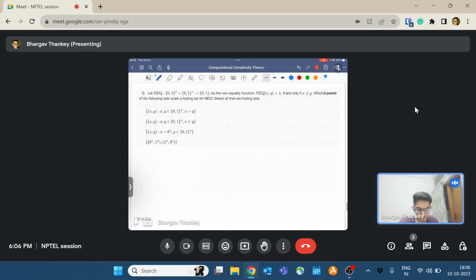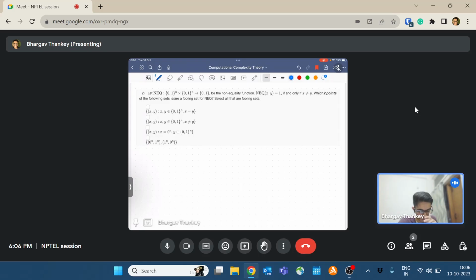The first problem is: let NEQ be a function from {0,1}^n × {0,1}^n to {0,1}, the non-equality function, that is, NEQ(x,y) = 1 if and only if x and y are not equal. Which of the following sets is or are a Fooling set for this function? And we are supposed to select all the correct options.